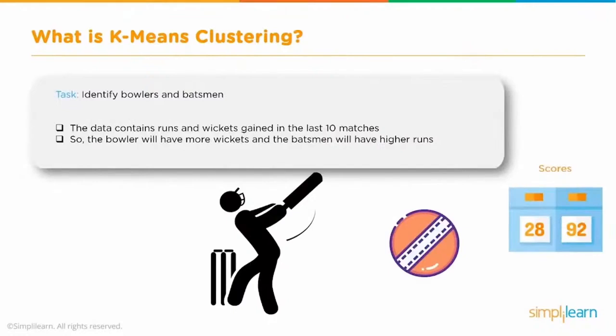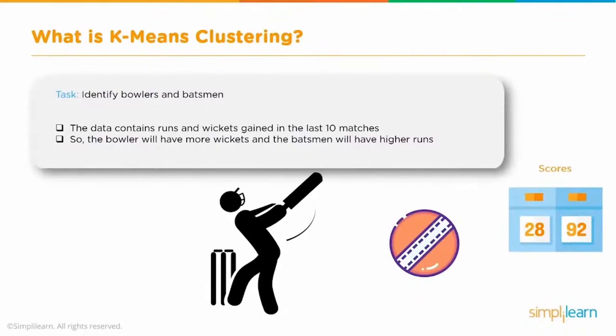Let's see how we can perform this. We have data which consists of primarily 2 characteristics, which are the runs and the wickets. The bowlers basically take wickets and the batsmen score runs. There will be, of course, a few bowlers who can score some runs, and similarly some batsmen who would have taken a few wickets.